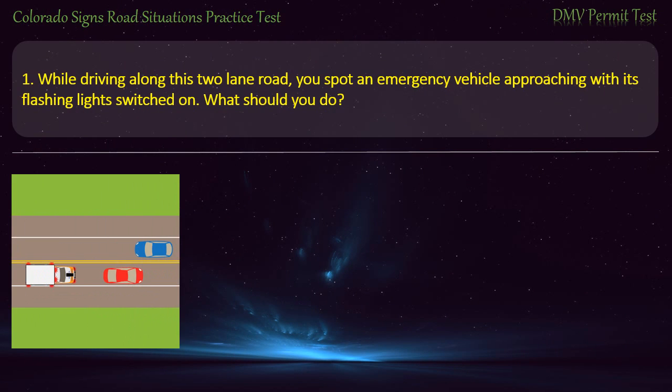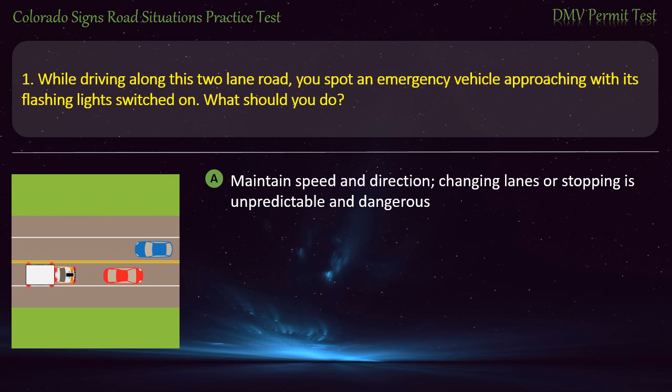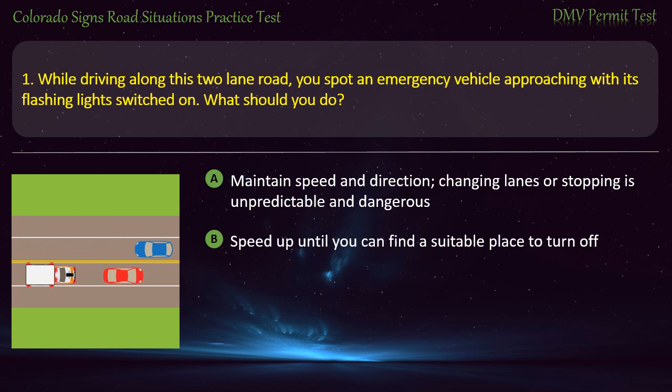Question 1. While driving along this two-lane road, you spot an emergency vehicle approaching with its flashing lights switched on. What should you do? Maintain speed and direction. Changing lanes or stopping is unpredictable and dangerous. Speed up until you can find a suitable place to turn off. Slow down. Pull over and stop. Answer. Pull over and stop.